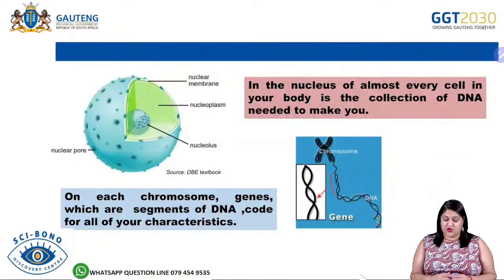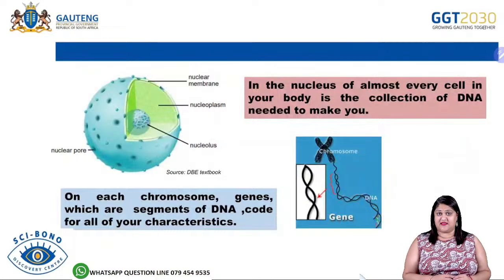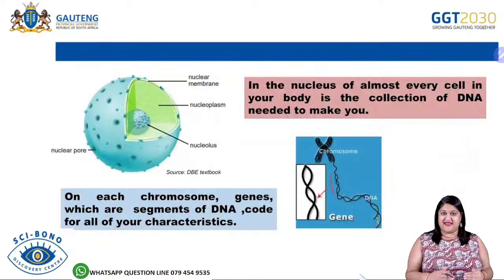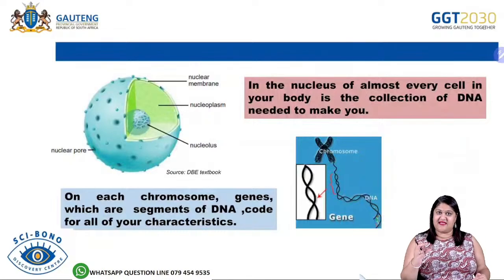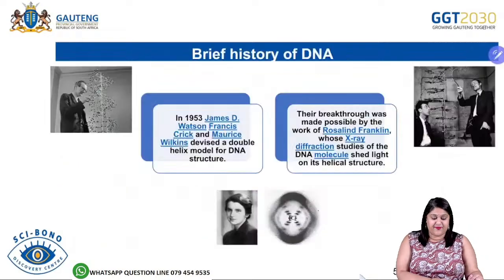On each chromosome, genes, which are segments of DNA, code for all your characteristics. So everything that makes you who you are comes from your DNA, because those segments of DNA, which are called genes, are what make the characteristics that you have.